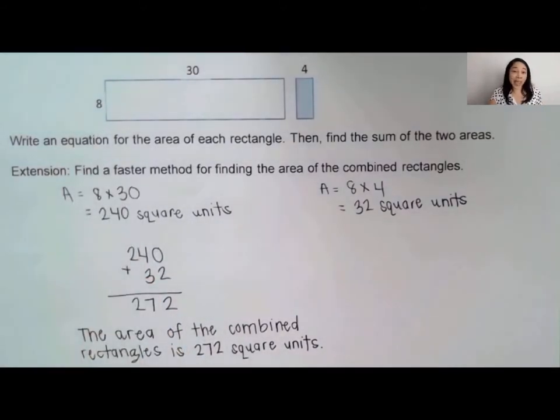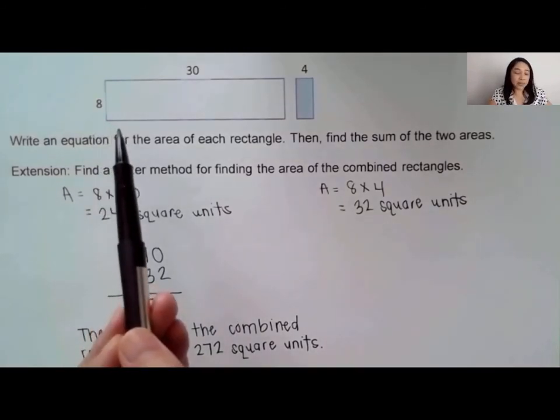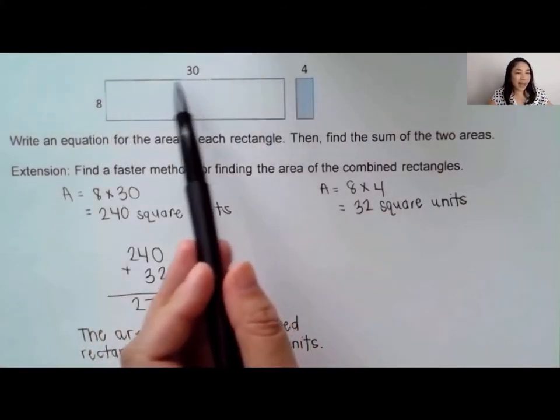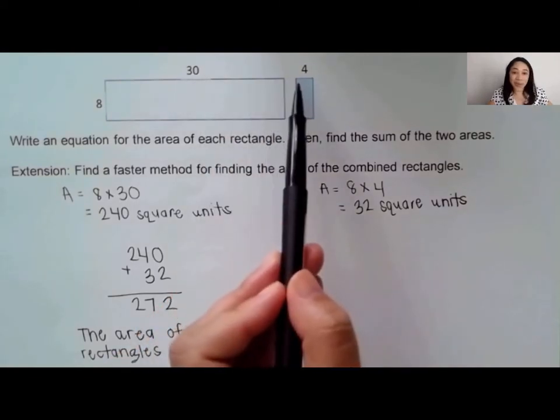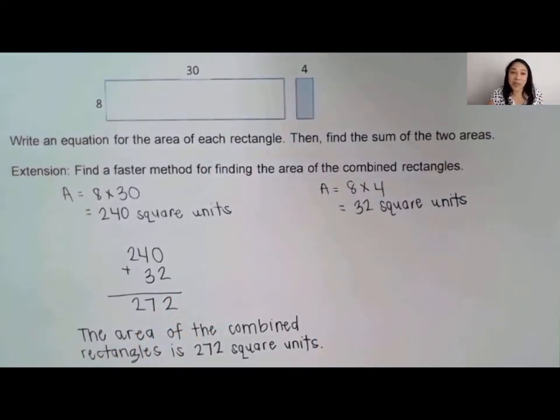Suppose we actually combined both rectangles together. They would still have a width of 8 units. But what would their combined length be? 30 plus 4 is 34. That would be their combined length. So the faster method to finding the area of the combined rectangles would be 8 times 34. Let's do this now.